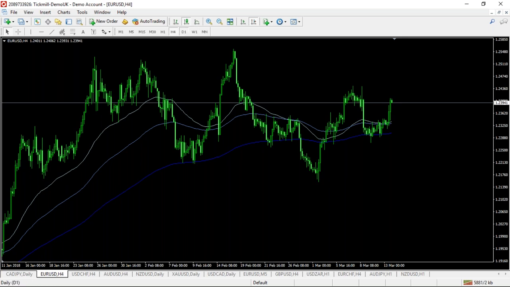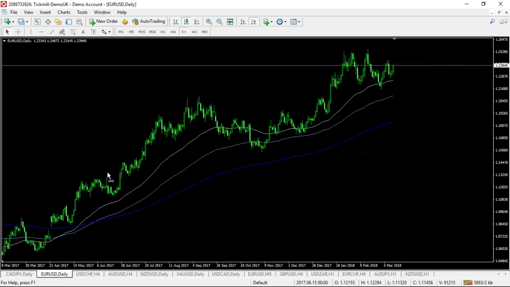Okay, so now we go on to the daily chart. Now with the daily chart, it's a bit of a different picture. So you can actually look at your 1 hour as your short term, let's say, 4 hours your medium term, and your daily is your long term, let's say.